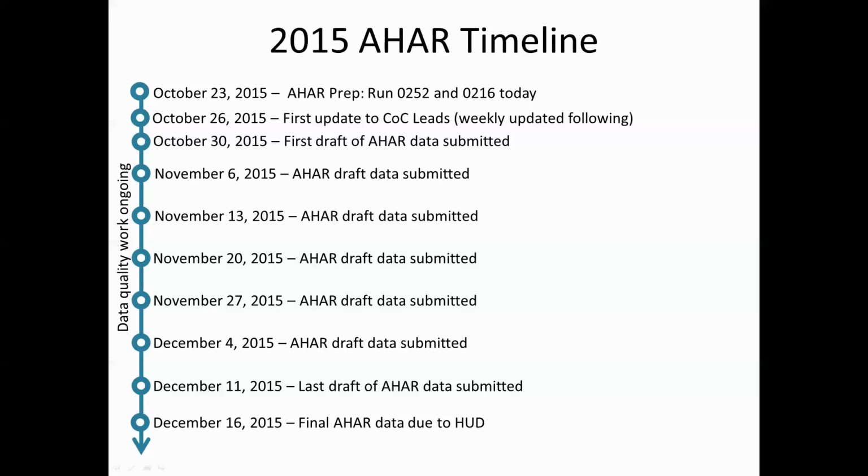And then you can see to the left of the timeline, data quality work is ongoing the entire time. Before we open up for questions, I want to note our contact information here on this last slide. We can be reached at 919-410-6997 or at hmis@ncceh.org.